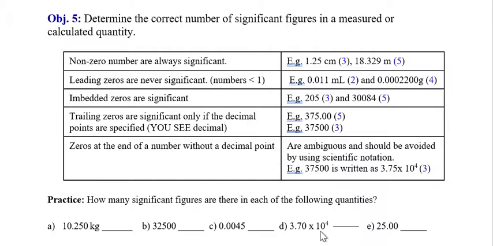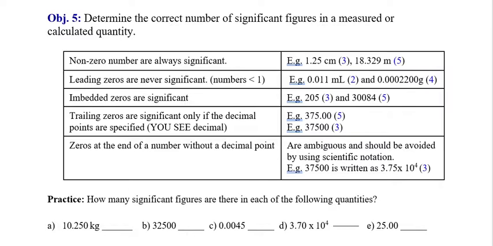Now we're to scientific notation, and we're going to love that. Anytime you have it written in scientific notation, all you have to do is count what you see, and you're going to call that significant. So this is going to have 3 significant figures. Here we have trailing zeros and a decimal point, so they are also going to be significant. So this is 25.00, and every one of those numbers are significant.